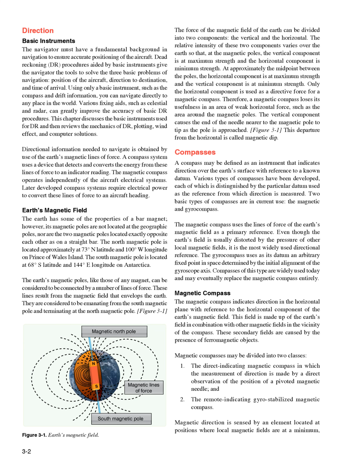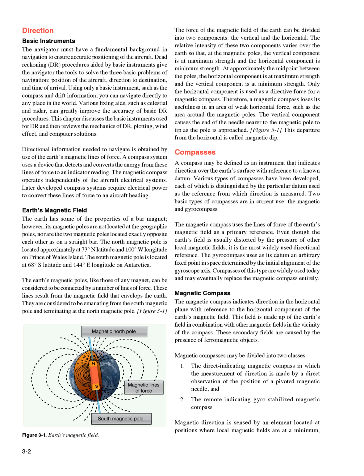The magnetic compass uses the lines of force of the Earth's magnetic field as a primary reference. Even though the Earth's field is usually distorted by the presence of other local magnetic fields, it is the most widely used directional reference. The gyro compass uses as its datum an arbitrary fixed point in space determined by the initial alignment of the gyroscope axis. Compasses of this type are widely used today and may eventually replace the magnetic compass entirely.